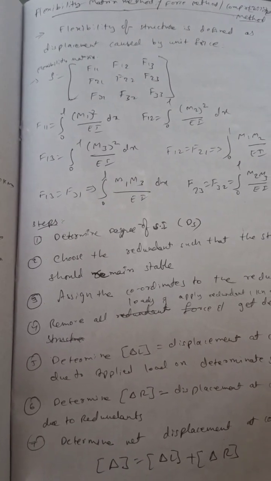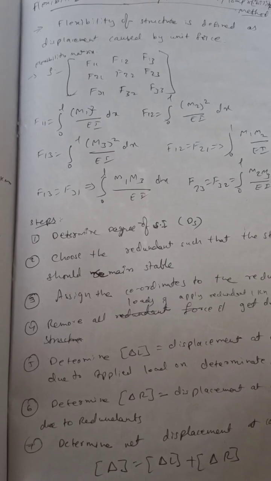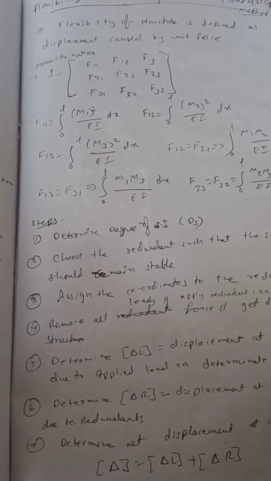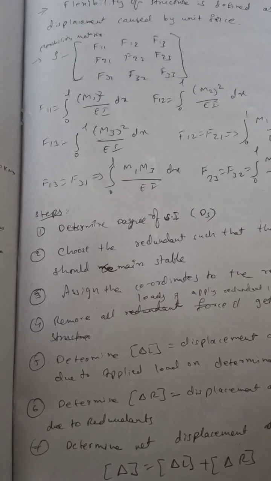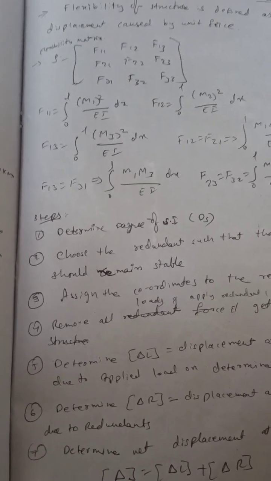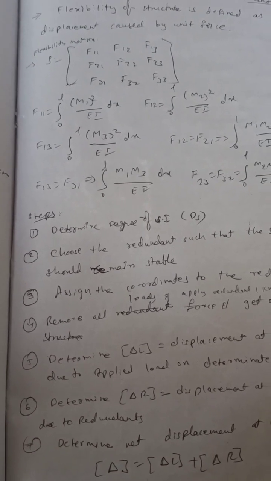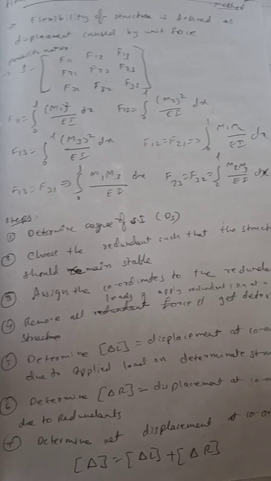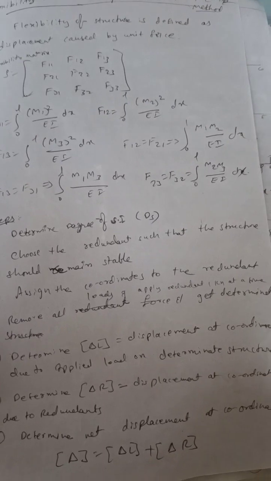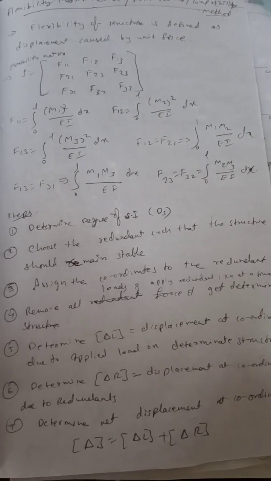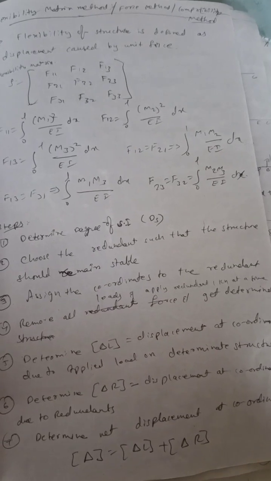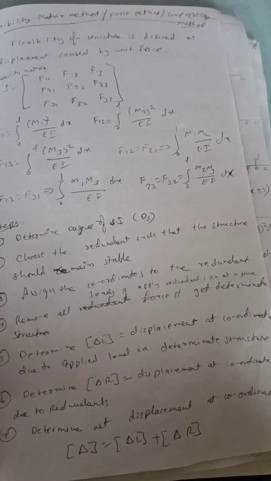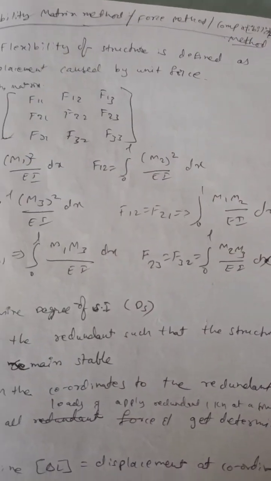So, flexibility matrix delta is equal to a 3 by 3 matrix. Suppose it is a 3 by 3 matrix: F11, F12, F13, F21, F22, F23, F31, F32, F33. The formulas are: F11 is the integration from 0 to L of m1 square by EI dx, F22 is the integration from 0 to L of m2 square by EI dx, F33 is m3 square by EI dx. F12 equals F21 equals the integration from 0 to L of m1 m2 by EI dx, F13 equals F31 equals the integration of m1 m3 by EI dx, F23 equals F32 equals the integration of m2 m3 by EI dx. These are the steps. I will explain the steps while doing the problem. So, let us see a problem on this method.